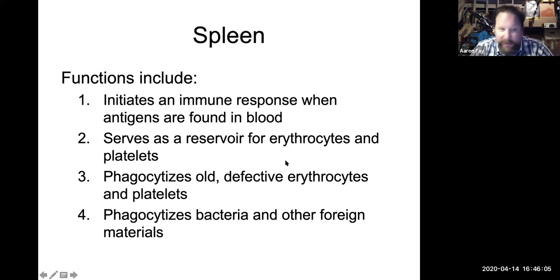As discussed earlier in the blood section, the spleen is also important for removing old and broken red blood cells, so phagocytizing old dead erythrocytes and platelets, and clearing any bacteria that happen to be in your blood, right? Phagocytizing bacteria and other foreign materials. So look for antigen in the blood, serve as a reservoir for red blood cells, remove and clear out old dead red blood cells, and clear out any pathogen that happens to be inside the blood.